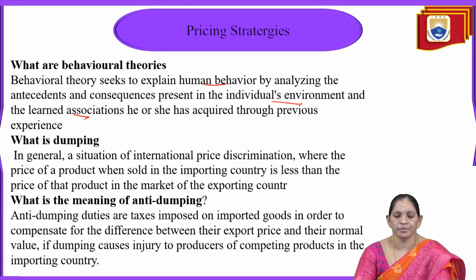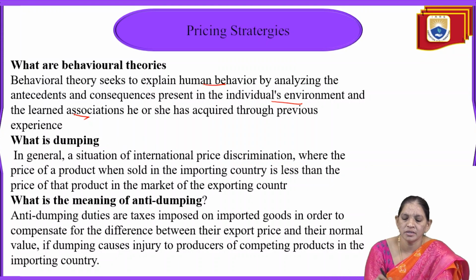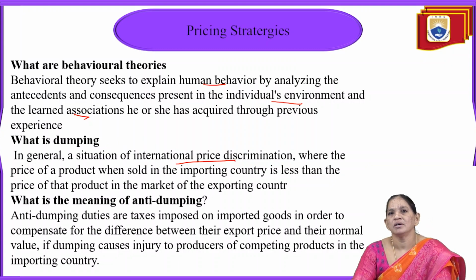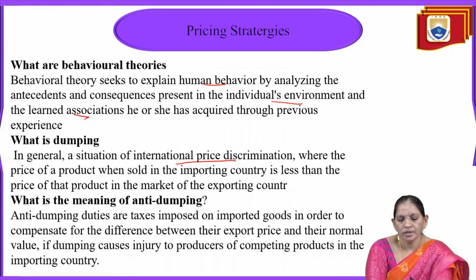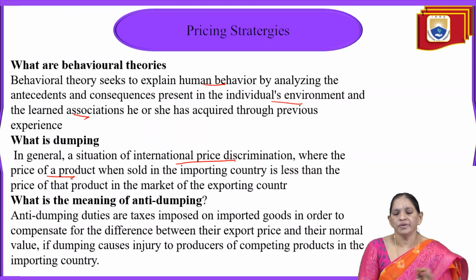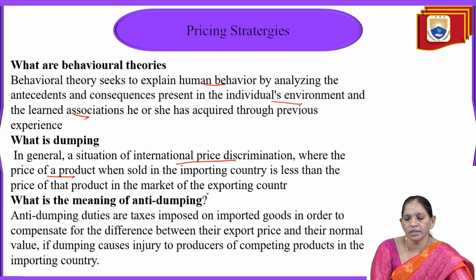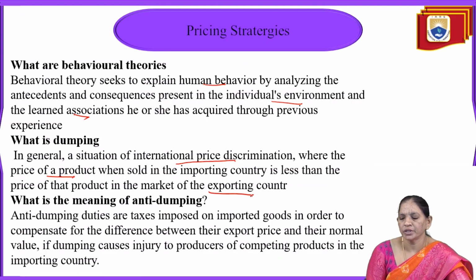What is dumping? Generally, dumping is called international price discrimination. When the price differs between the home country and the external country, this is called international price discrimination, meaning differentiation of the price between the home country and the other country, where the price of the product when sold in the importing country is less than the price of the product in the marketing of the exporting country.